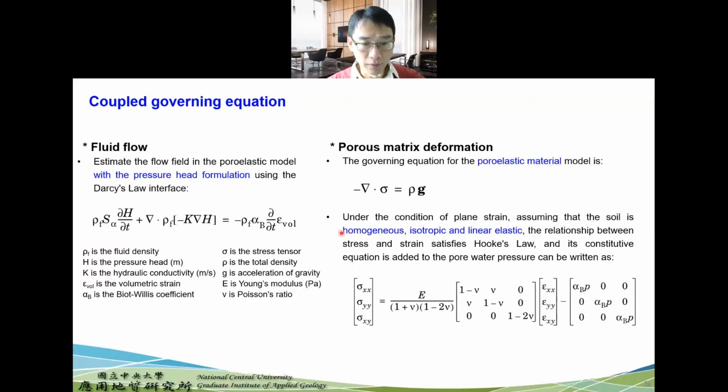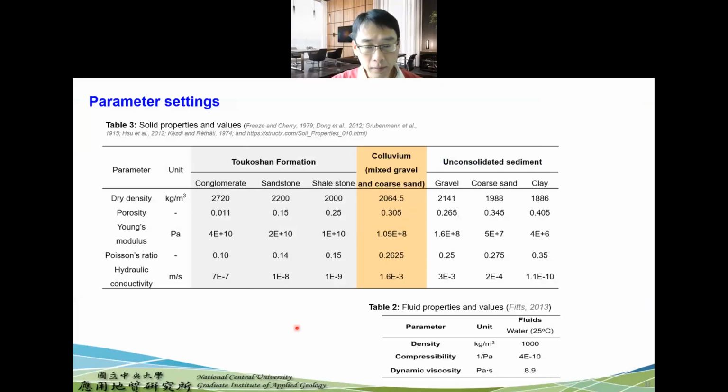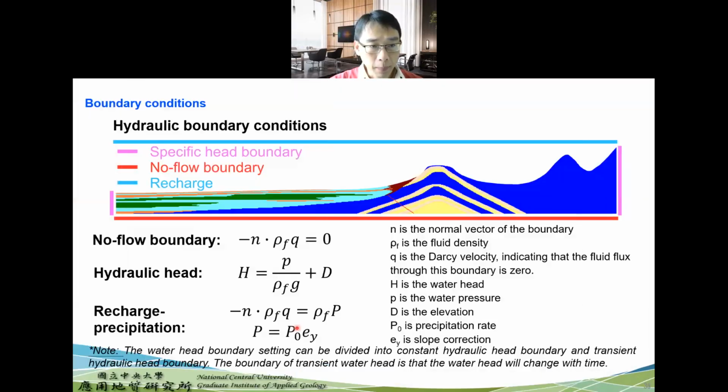Okay, and the details I don't want to emphasize too much. But we consider the gravity for the fluid and solid, to see how the gravity influences and reaches the steady state condition. And here are the parameters that we set up in the system. Also, I skipped this because we just want you to understand some physics.